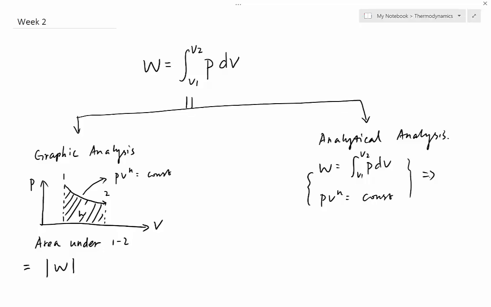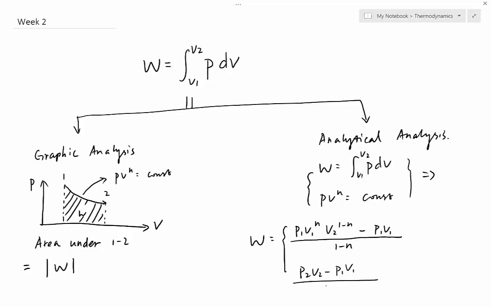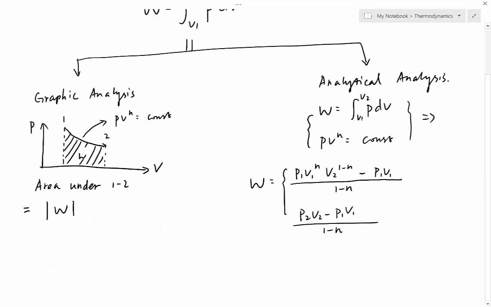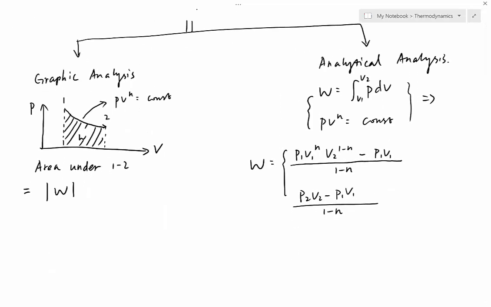and then our conclusion is work is equal to P1 V1^n V2^(1-n) minus P1 V1, divided by 1 minus n, or P2 V2 minus P1 V1 divided by 1 minus n. Both equations are correct. Sometimes we choose option number 1, sometimes option number 2, but usually we choose option number 1.